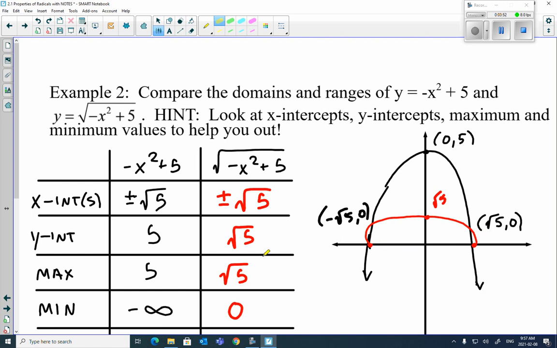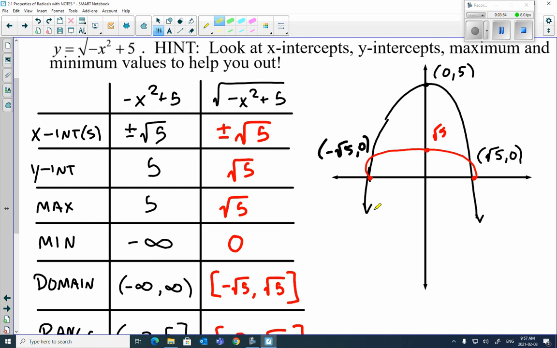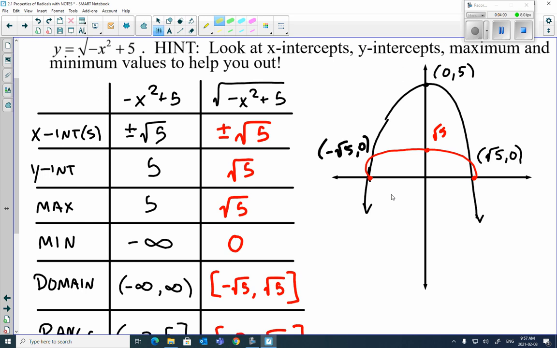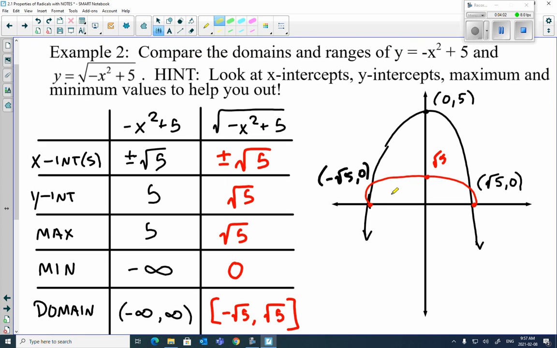And you can see how we broke down the chart here. So the domain, right, is between negative root of 5 and positive root of 5. The range is between 0 and root of 5, includes those points. So you have to remember, when it looks like this in a quadratic, you get kind of a bump in there. And again, look at the minimum values, look at the y-intercepts, look at the x-intercepts. That'll help you do this.